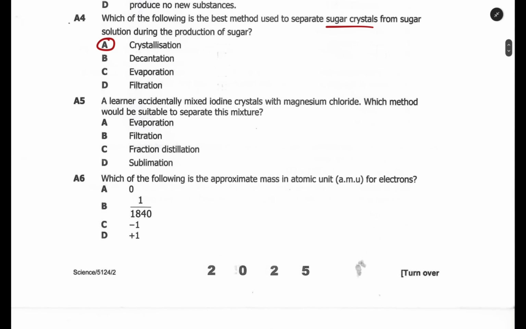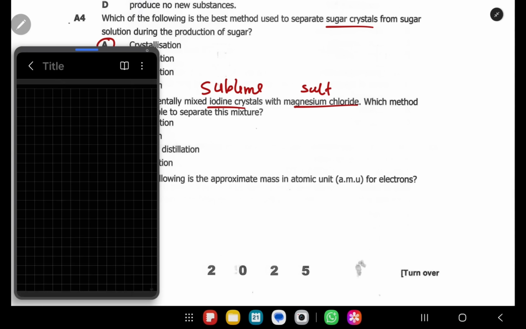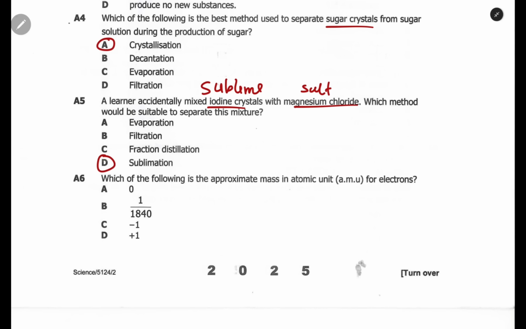Then 5: Elena accidentally mixes iodine crystals with magnesium chloride. Now, pay attention, you need to know that iodine crystals sublime. Magnesium chloride is a soluble salt. Which method would be suitable to separate this? The method is sublimation. You heat the mixture, then the iodine crystals will sublime, then you cool them if you want to collect them. So that is the method that is going to be used: sublimation.